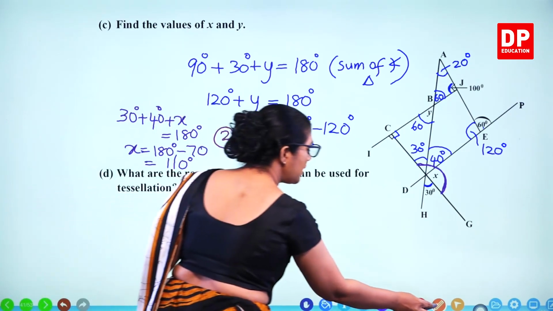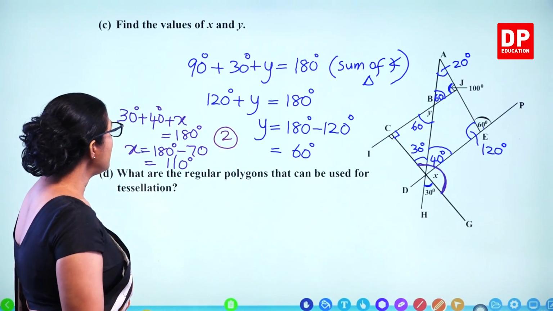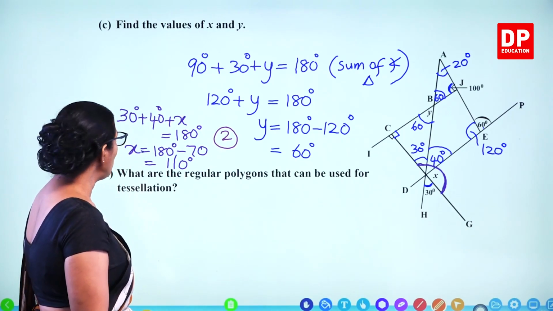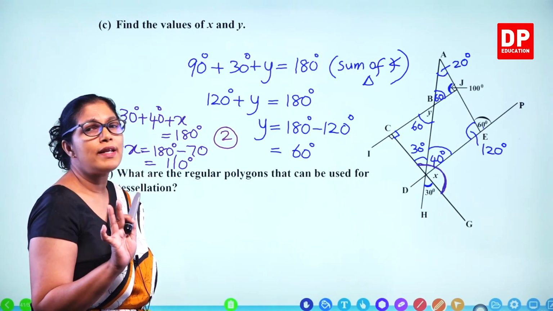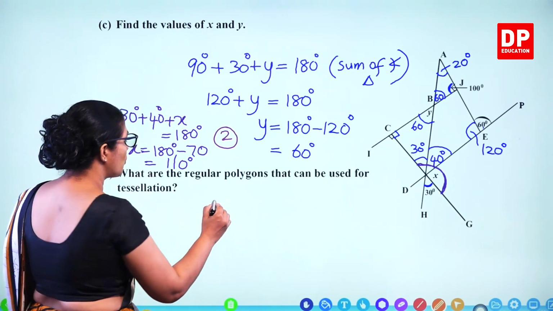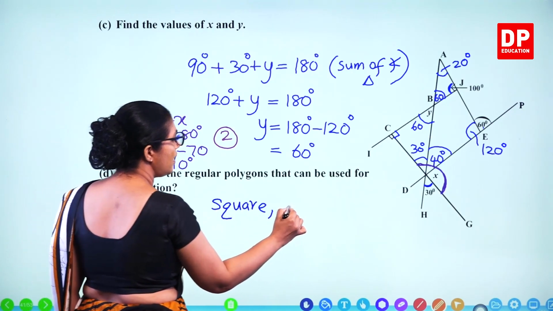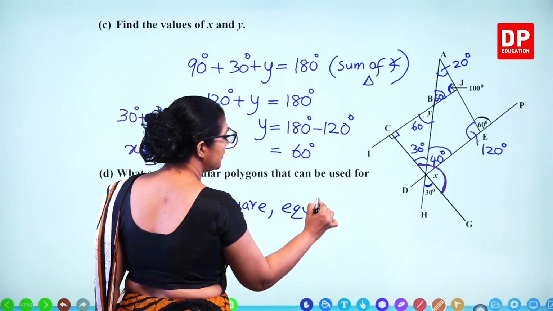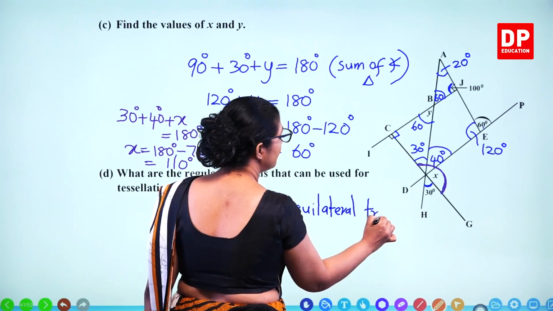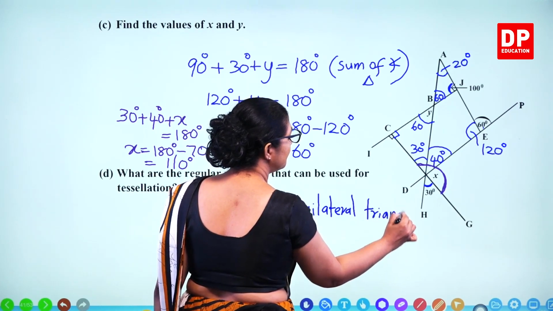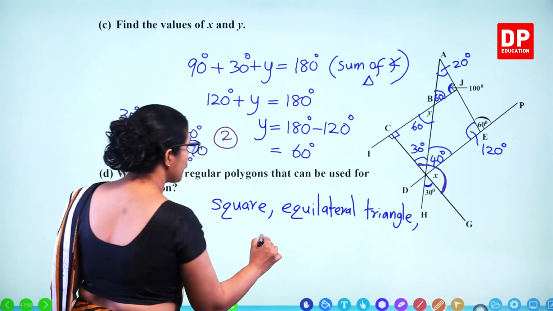So we'll take part D. What are the regular polygons that can be used for tessellation? Only 3 regular polygons you can use. Square, equilateral triangle, and what's the other one? Regular hexagon.